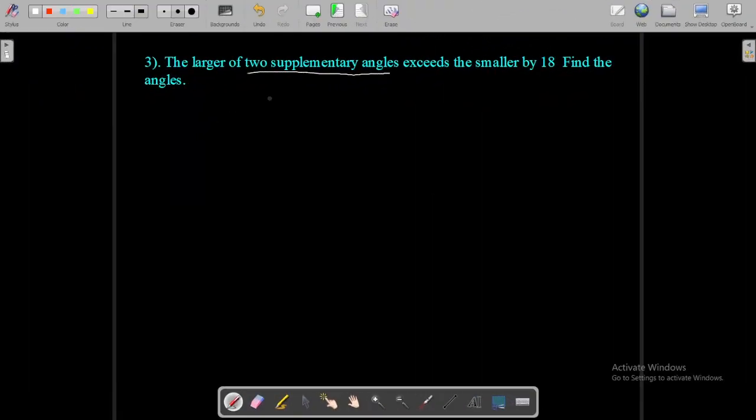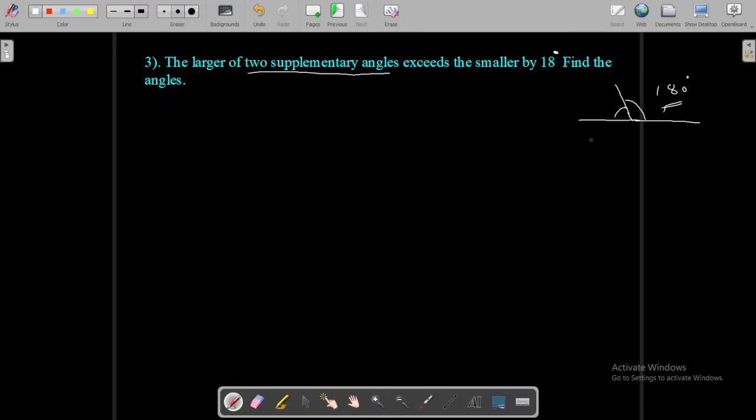According to this problem, the larger of two supplementary angles exceeds the smaller by 18 degrees. Find the angles. We know what a supplementary angle is. For example, this is a straight line. If there are two angles, this is the first angle and this is the second angle. If we add them, we get 180 degrees, then they are known as supplementary angles. That means both are supplementary to each other.